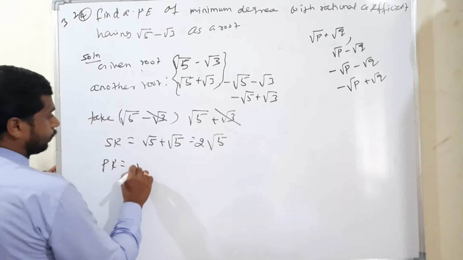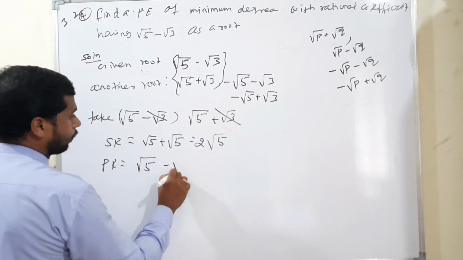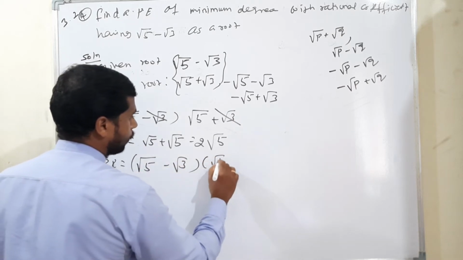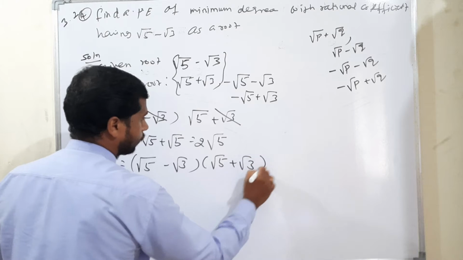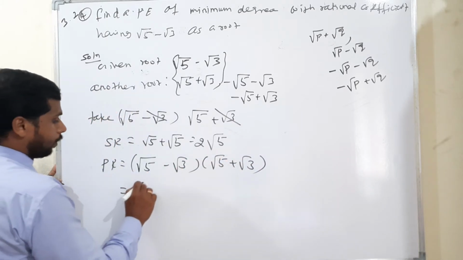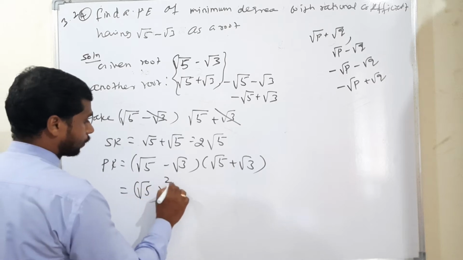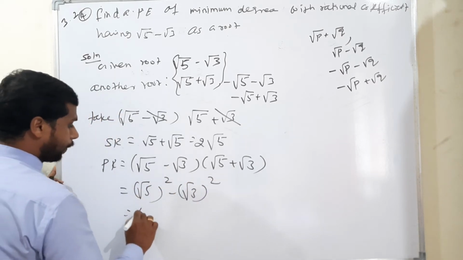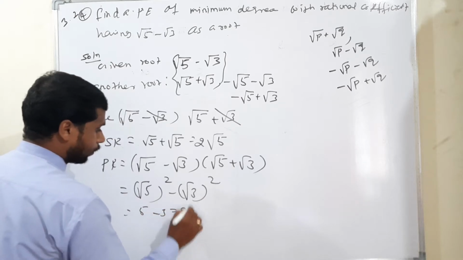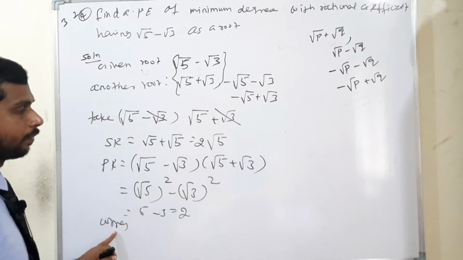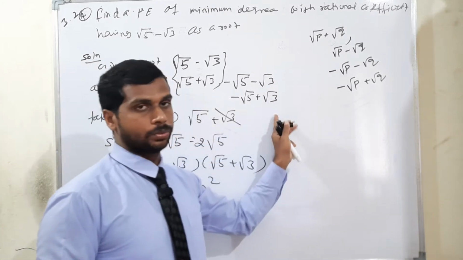Product of the roots: root 5 minus root 3 into root 5 plus root 3. This is of the form (a plus b)(a minus b), which is a square minus b square. So root 5 the whole square minus root 3 the whole square. Root 5 squared is 5, minus 3, is equal to 2. Therefore we can write the corresponding factor, only the corresponding factor, because we have another two roots also.